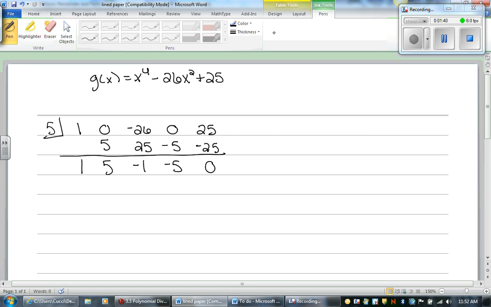Okay, so this is important here. How do we get a 0 here? If we get a 0, since g of 5 is 0, then 5 is a 0 of the function. So all we had to do is make sure that as a remainder, we got 0, and that tells us that it is indeed a 0 of the function.